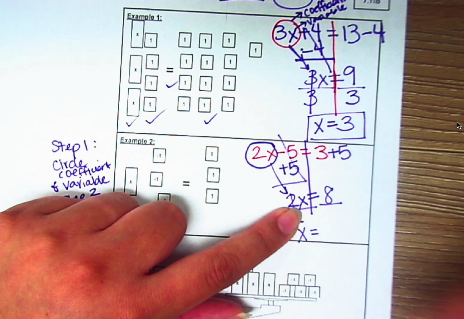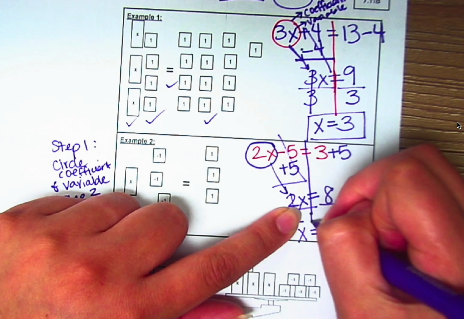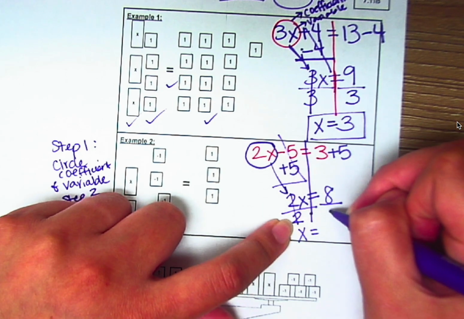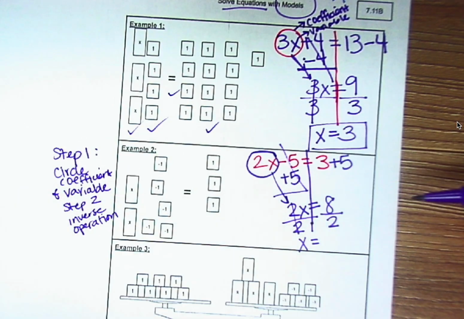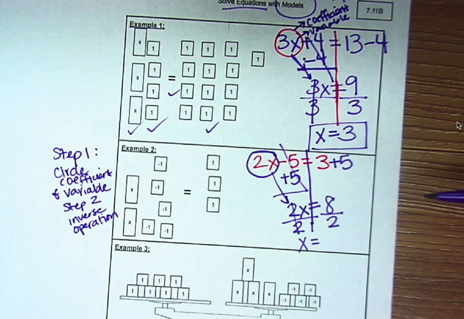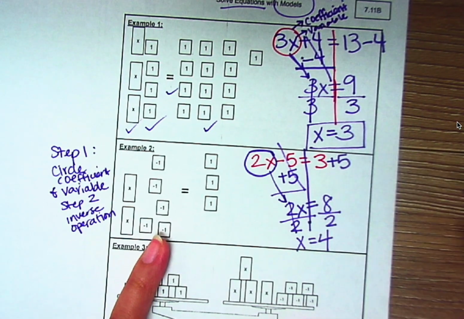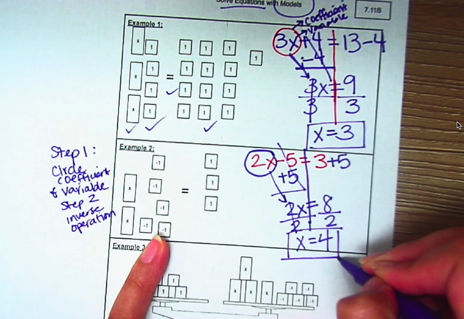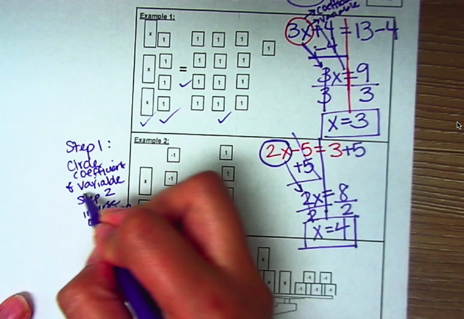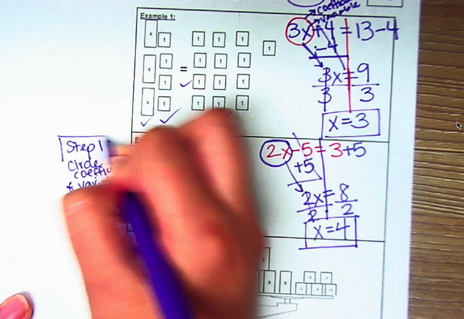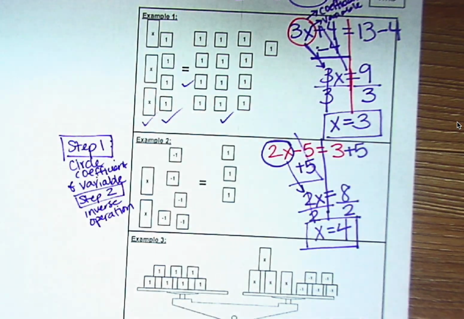Don't forget, what you do to one side, you have to do to the other. So we have to divide 2 on the left side. We're doing the same on the right side. So 8 divided by 2. How many times can 2 go into 8? 4. Box your answer. Go ahead and put boxes over here so you know what step 1 is and step 2.